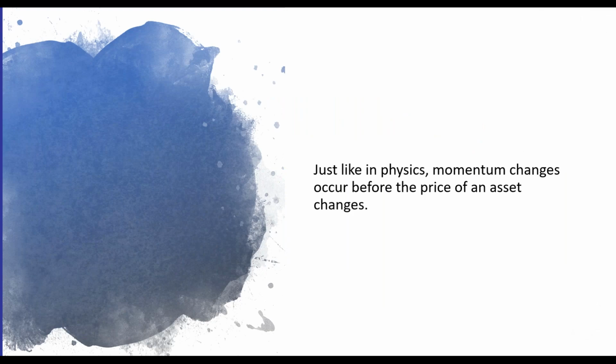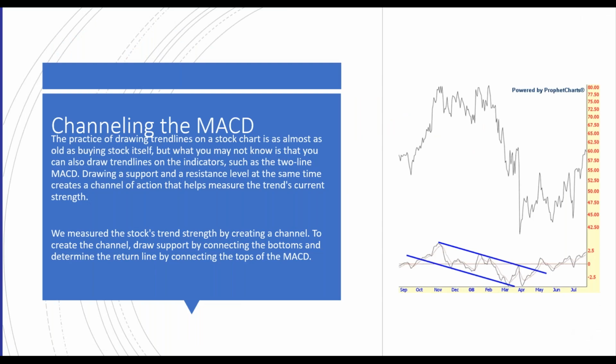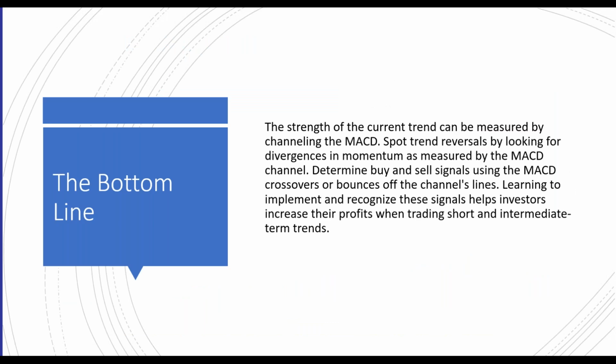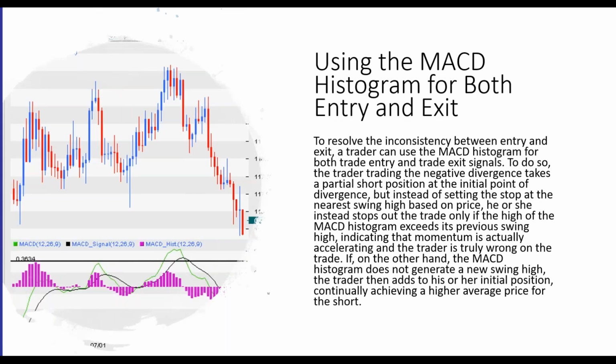So just like in physics, momentum changes occur before the price of an asset changes. MACD will help you see the change in this momentum. So the strength of the current trend can be measured by channeling the MACD. Spot trend reversals by looking for divergence in momentum as measured in the MACD. Determine buy and sell signals using the MACD crossover or bounces off of a channel's lines. Learning to implement and recognize these signals helps investors increase their profits when trading short and intermediary trends.